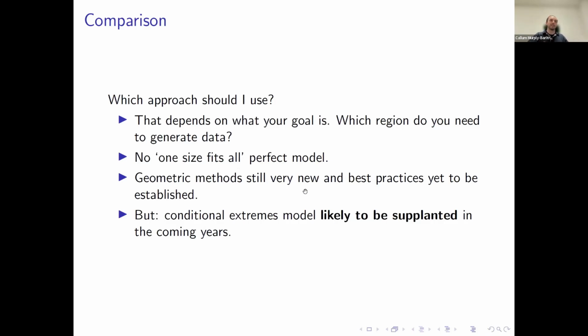It's worth noting that geometric methods are still very new, and I don't think there are best practices, as I mentioned before, but I think they will be established in the next 2, 3, 5 years or so. But the one thing to mention is I do think conditional extremes are likely to be supplanted in the years to come, given we've got these more flexible, fancy approaches for doing this modeling.